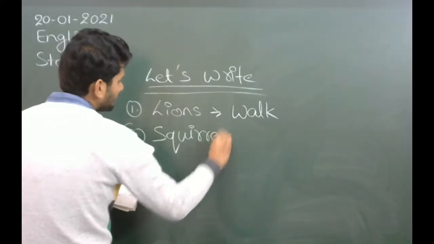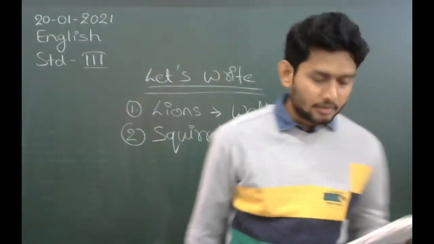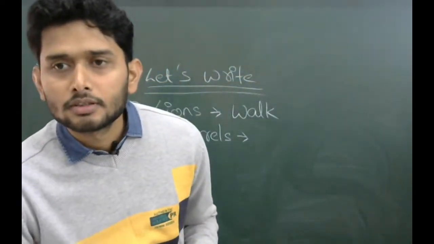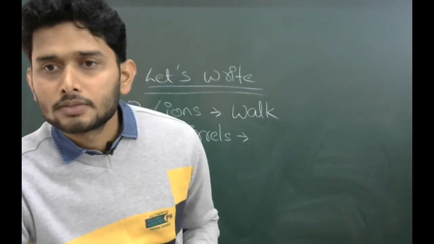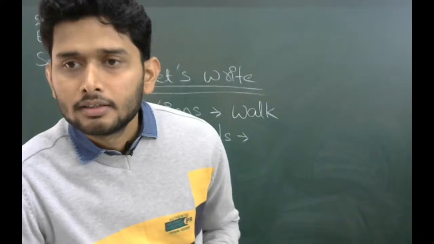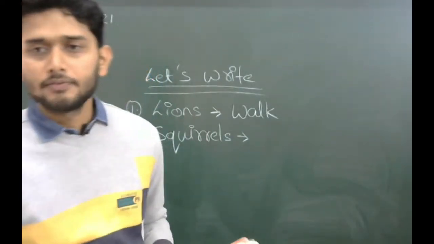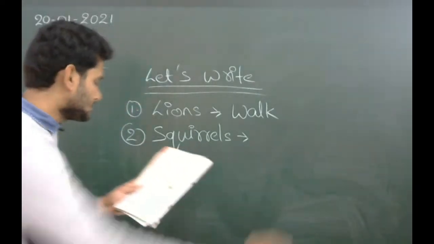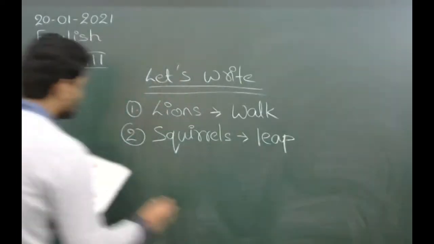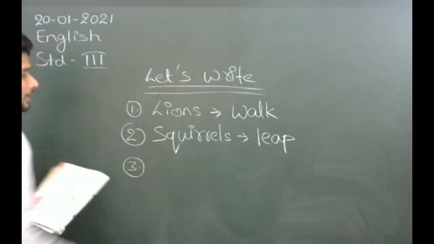Now, second one is squirrels. How does a squirrel go? Okay, very good. Daksh, Vans, Ojasvi, Aisha, Alicia, Afrin, Subham, Kanishka, very good. All of you have given the right answer. Squirrels move leap. Leap means to jump high, very good.